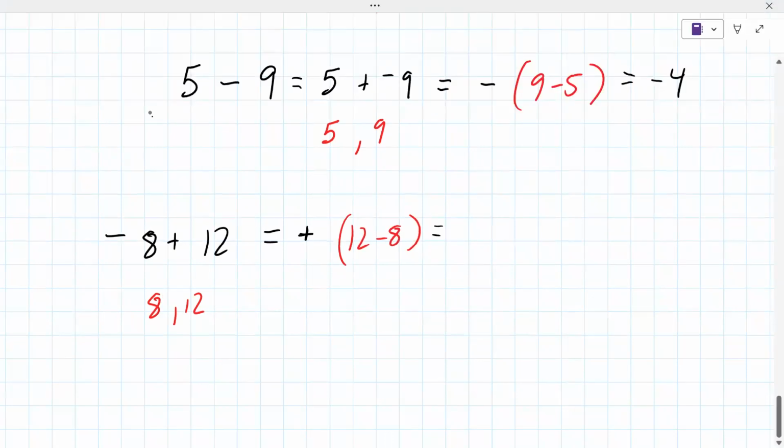12 minus 8, just this part inside parentheses. 12 minus 8 is 4. It's like you have $12 and you buy something for $8. You have $4 left over. That's right. Okay, and then it's positive because of that right there.